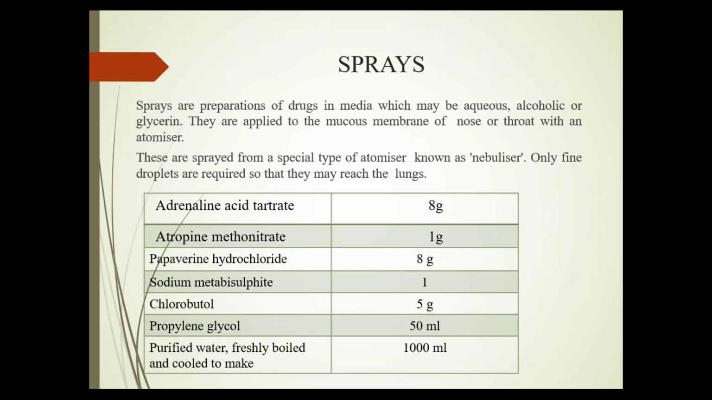Then is sprays. These are preparations of the drug in media, which could be aqueous, alcoholic, or glycerin. If you want something to be sprayed, what are you going to use? A type of atomizer, also known as a nebulizer, so that large droplets don't come out. When you spray, only fine droplets are there, so that it reaches inside to the lungs. This is one formula of the sprays: adrenaline and atropine spray compound, BPC, and these are the ingredients here.